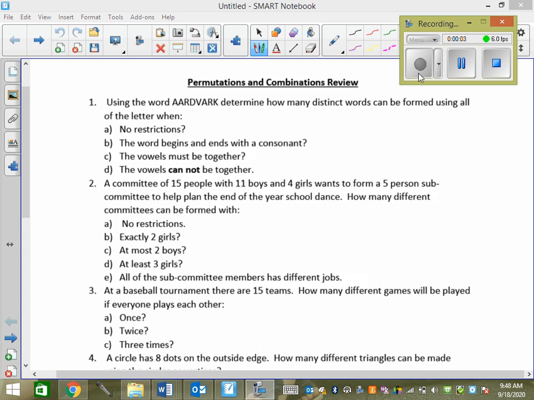With number 1, it says using the word aardvark. First thing we do when we get a word, we know it's a permutation, because order matters, right? Words are permutations, codes are permutations, phone numbers are permutations, license plates are permutations. Lining someone up in a picture is a permutation. Lining someone up in a row to buy tickets is a permutation. Arranging people in a picture is a permutation. Arranging books on a shelf is a permutation. Arranging pictures on a wall is a permutation, because you're giving them jobs, you're giving them spots, right?